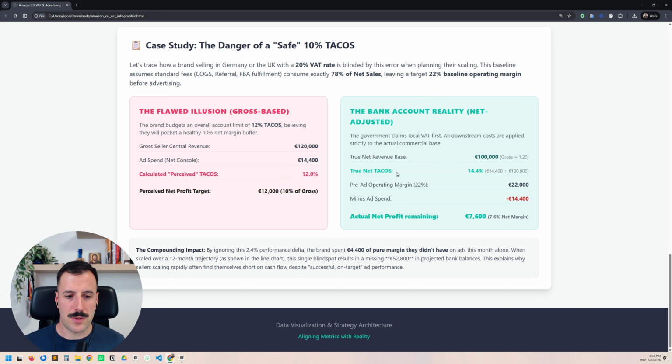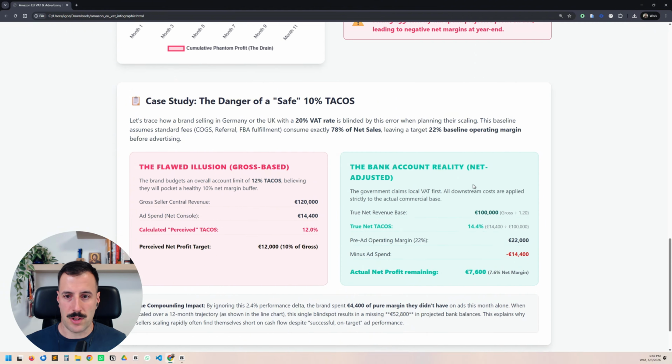So this really makes a difference, and this is the compounding impact. By ignoring this 2.4% performance delta, the brand spent 4,400 of pure margin they didn't have on ads this month alone. Over the period of 12 months, as shown in the chart, this single blind spot results in a missing 52K in projected bank balances. And imagine if your sales are not 120K, but 1,200,000 or 10 million or whatever. This can really make a difference.